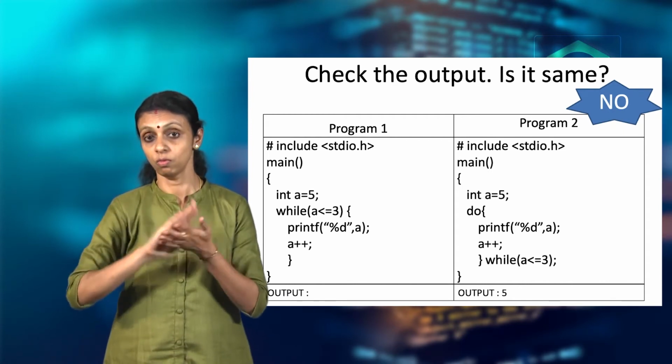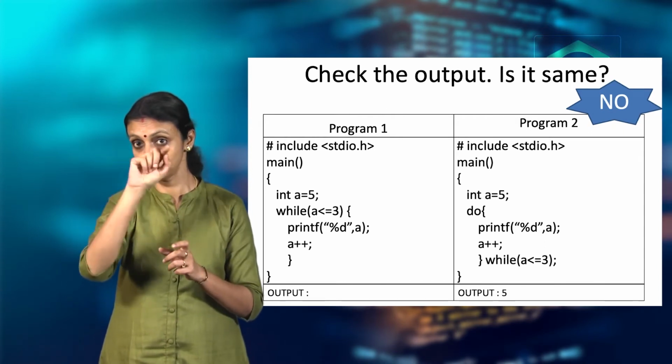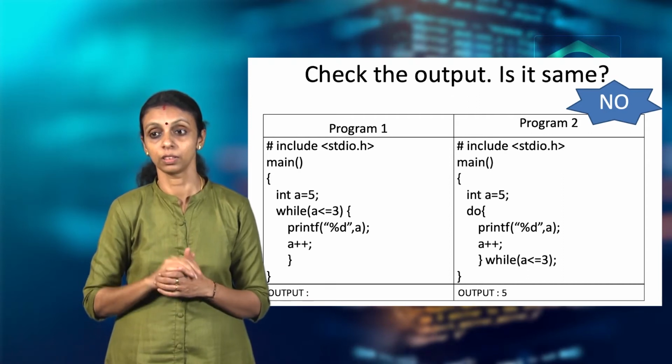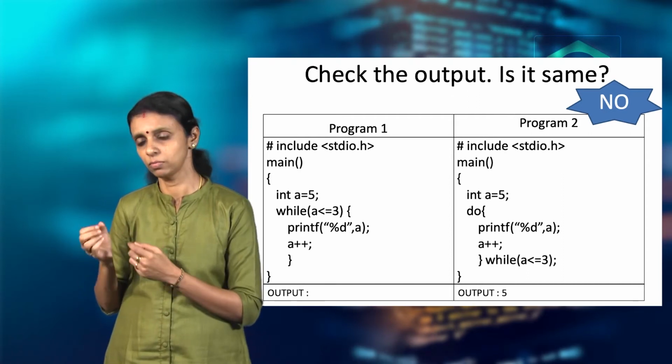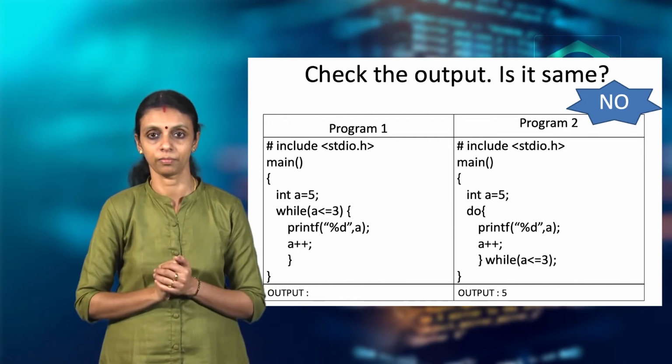So, do loop always executes the statement in the block once, even if the condition is false. Hope you got the difference between while loop and do while loop.